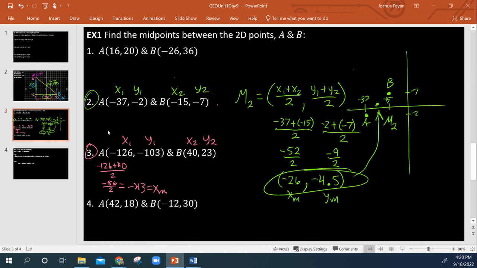Okay, and then now we need our y midpoint. So negative 103 plus 23, all of that over 2. That's going to give me negative 80 over 2, which of course is negative 40, and that would be my y midpoint. So that means my midpoint in 2D is going to be given by negative 43 in dimension x and negative 40 in dimension y. Okay? So for the sake of brevity, I don't think I need to do another example. I mean, this is pretty straightforward.